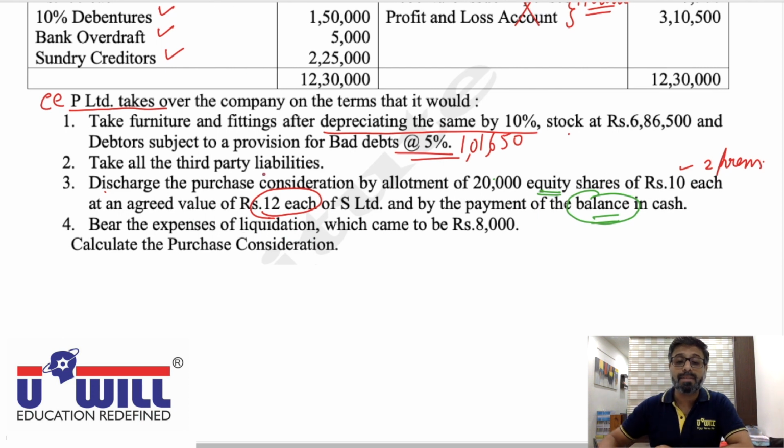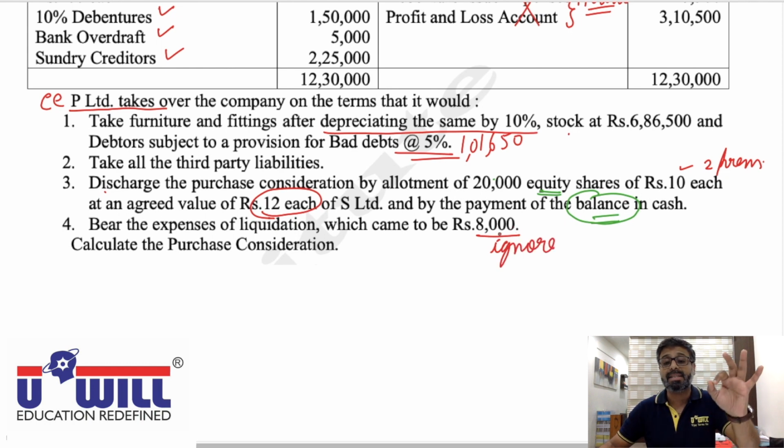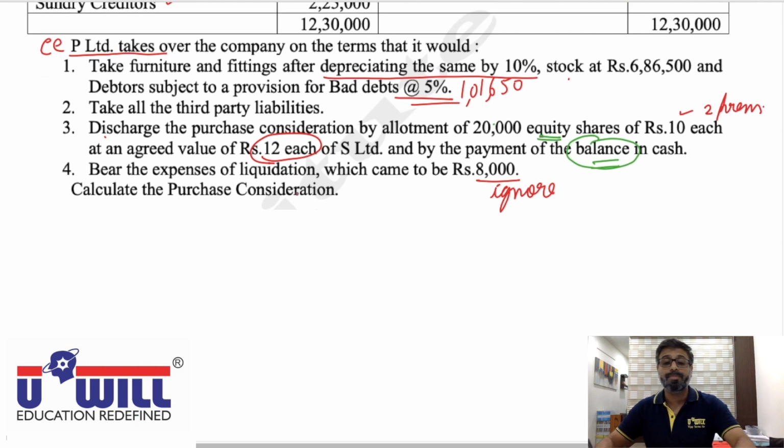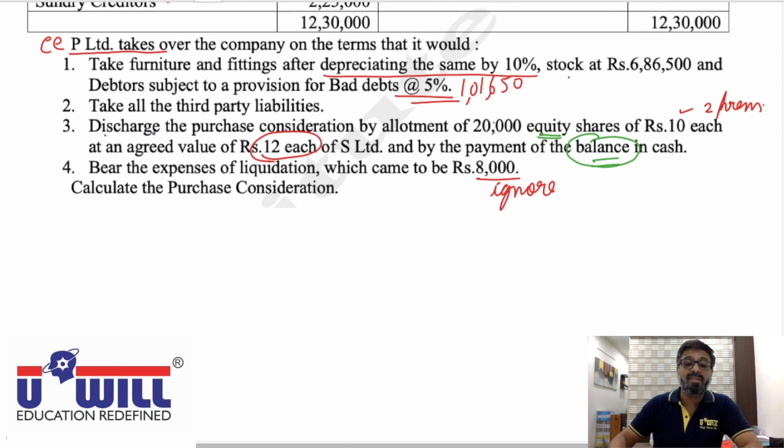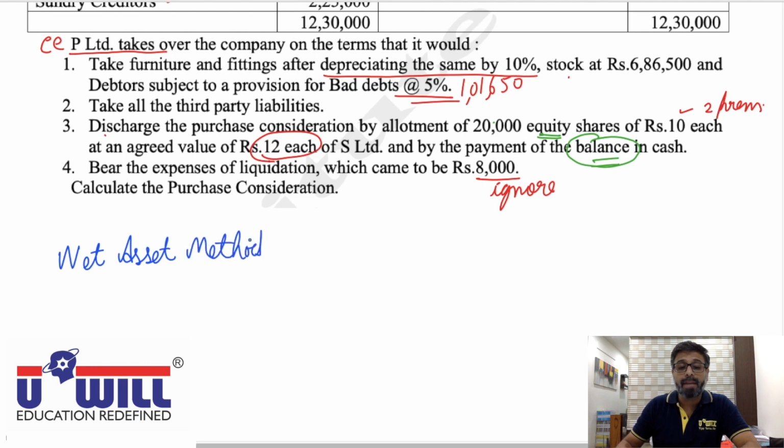The expenses of liquidation, which came to 8,000, ignore. We discussed that liquidation expenses, any other payments except the payment to shareholders, won't be taken into consideration. So now here, first we will find purchase consideration by net asset method, and then we will apply the net payment method also to find the amount of cash.